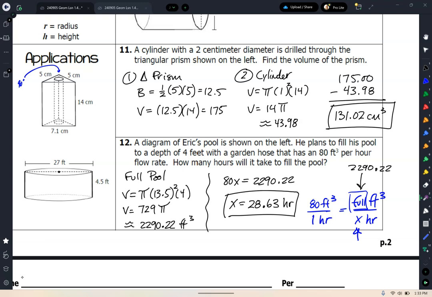Okay, homework for volumes of prisms and cylinders. Ready? You're doing 1, 3, 4, 8, 9, 14. That's it?